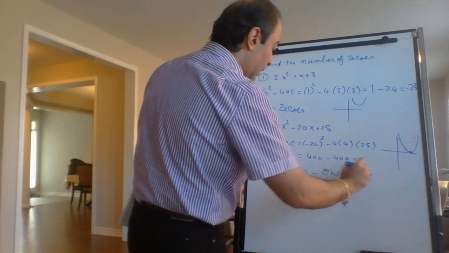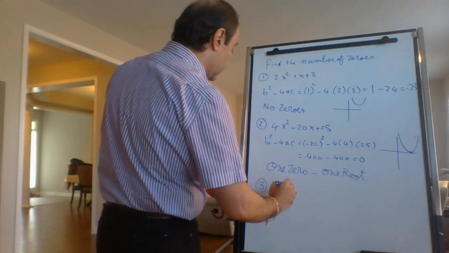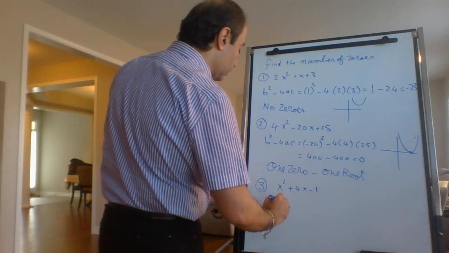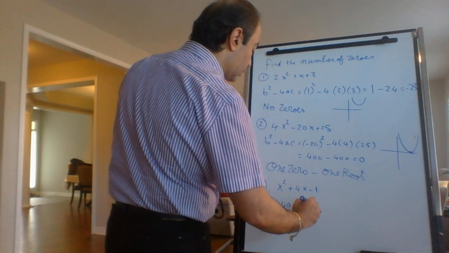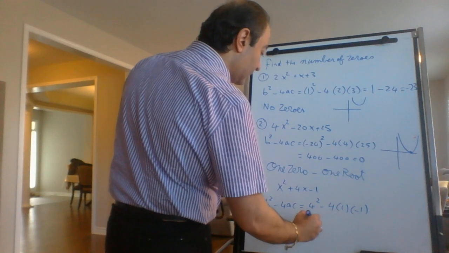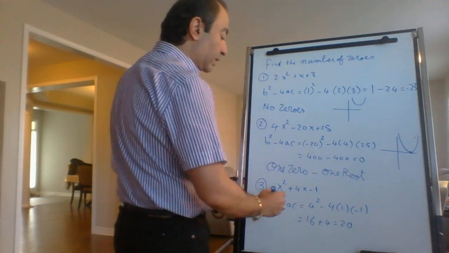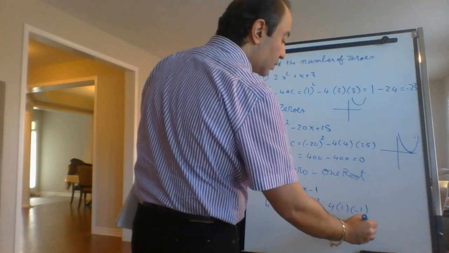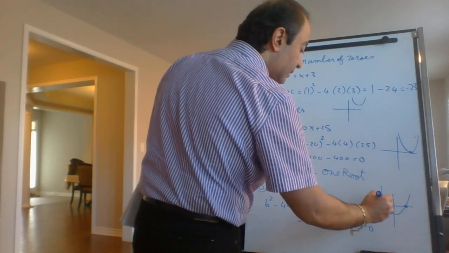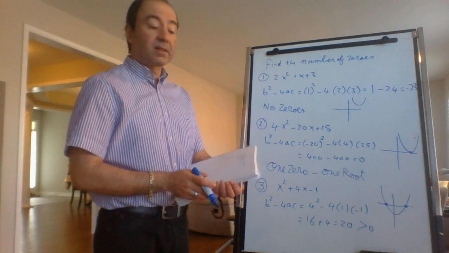Okay? The last thing is, let's say we have x squared plus 4x minus 1, and I want to find how many zeros, b squared minus 4ac. So 4 squared minus 4 times 1 times negative 1, this will be 16 plus 4, so this is 20. So b squared minus 4ac is greater than 0, so yes, we do have two solutions. This would cut the x-axis in 2 points. Okay, so this is today's lesson, and these are the examples.